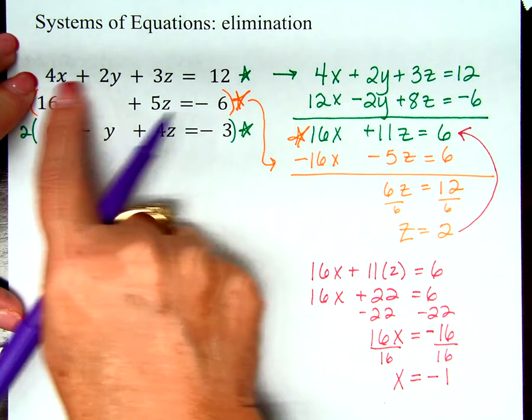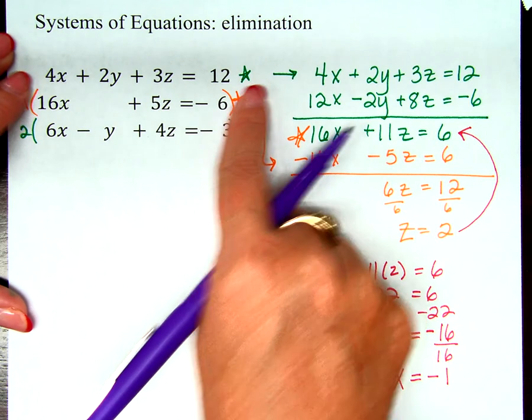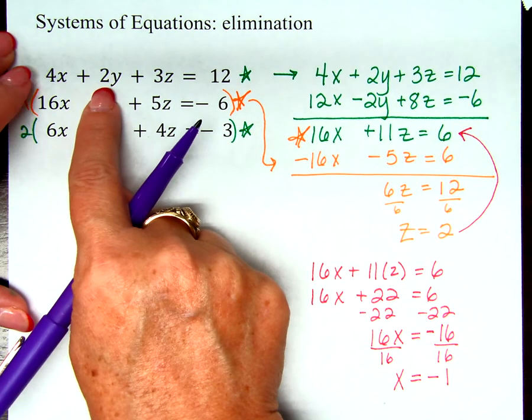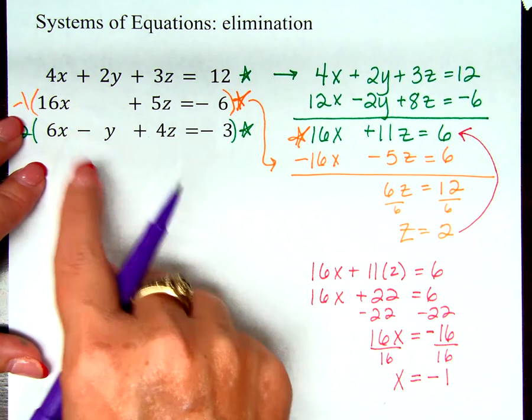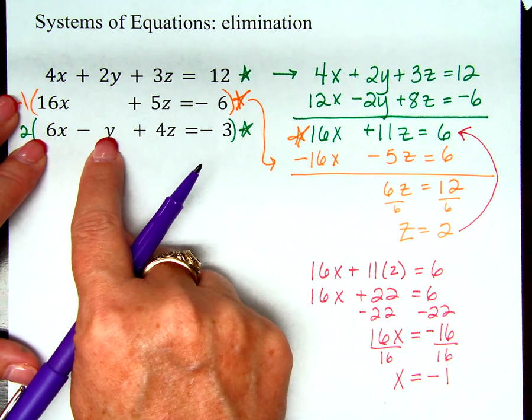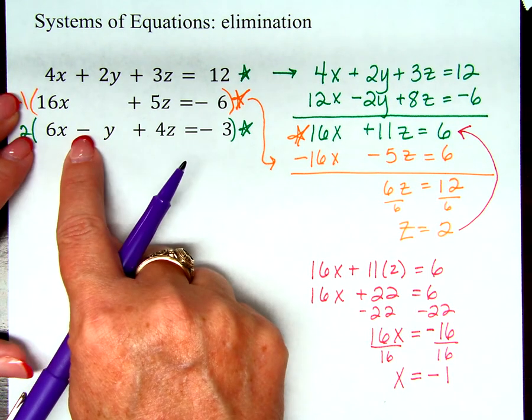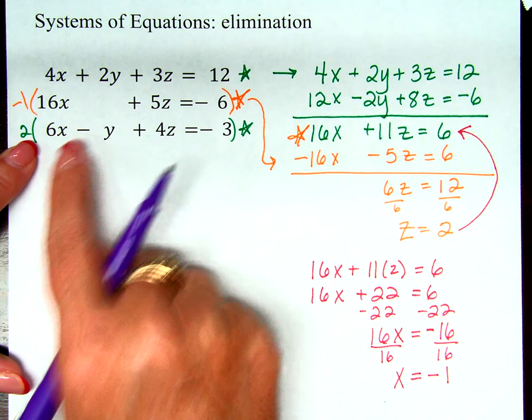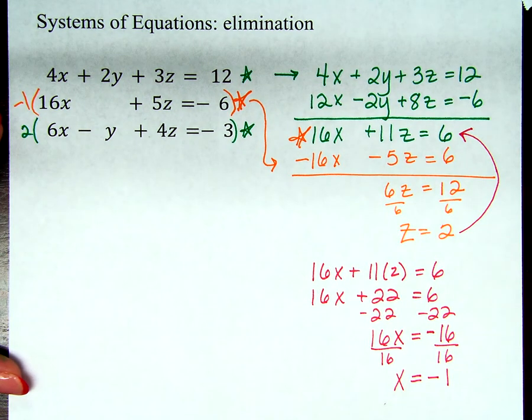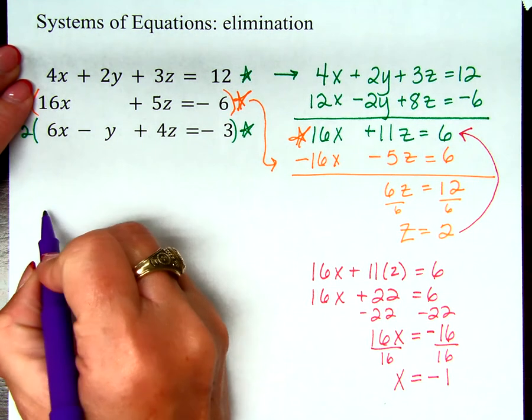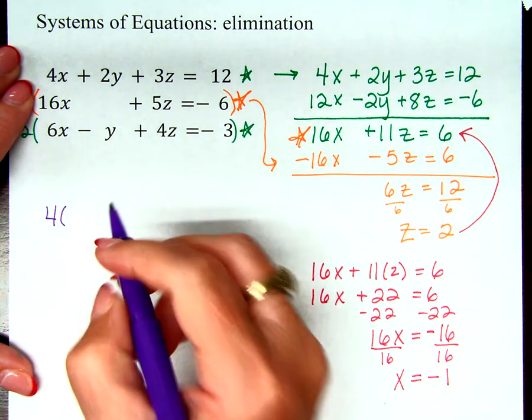He chose the top. I don't know why. Maybe that's just what he chose. Some people would choose the top because this is positive and a small number. Some people would choose the bottom because it's already isolated. It's already like just y, except it is negative, so we'd have to divide by negative. Okay? But it doesn't matter which one you plug it into. But like I said, I'm choosing the top because he said.